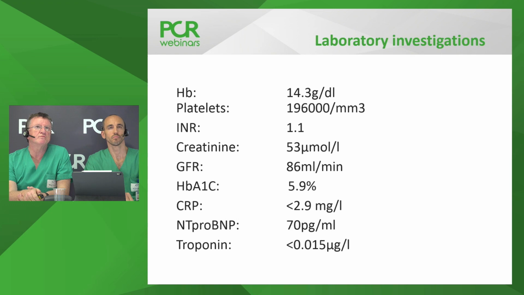These are her blood results. I'm not going to go through them in detail, but there are no adverse factors in any of the blood results. You can see that the GFR is well in the normal range. Hemoglobin and platelet count are normal. Troponin is also normal.